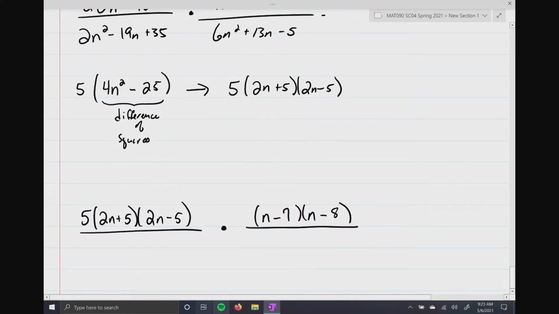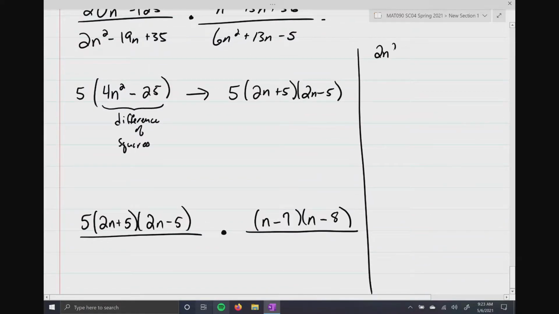So let's see, what do we have here? Draw a line. 2n squared minus 19n plus 35. So I know I've got to do the AC method. So let's get an idea. N minus, so that's pretty good. 2 times 35 equals 70. So now I need the factors of 70.